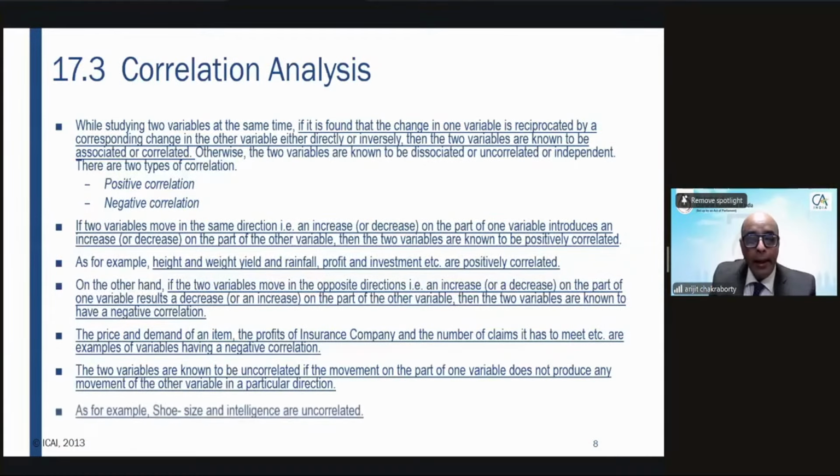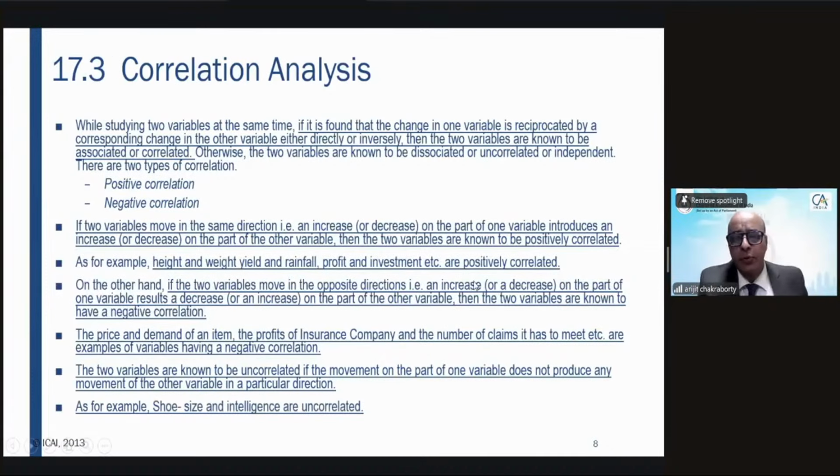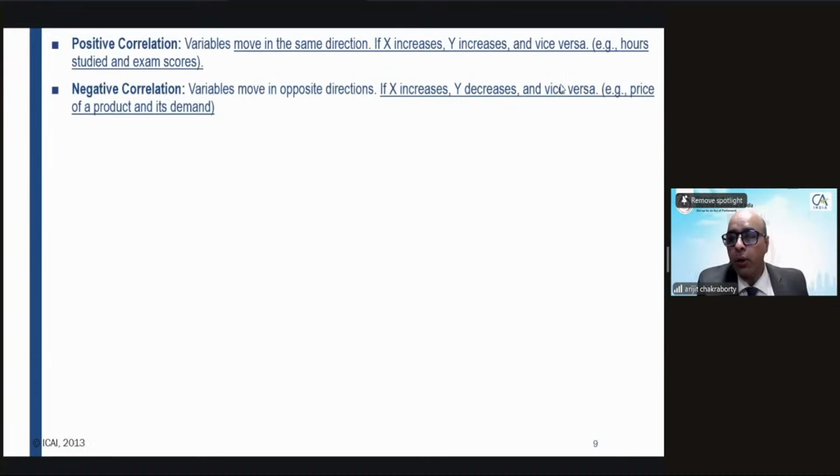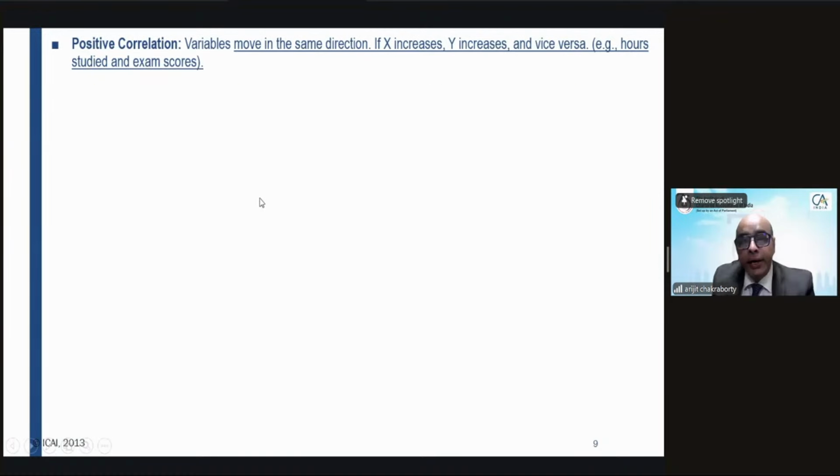Right? And there can be, of course, zero correlation. For example, if we look at shoe size and intelligence, they may not have any relationship. So positive correlation, some more examples we will see: hours of study and exam scores. So if you study for longer duration, will it increase your score in the exam?